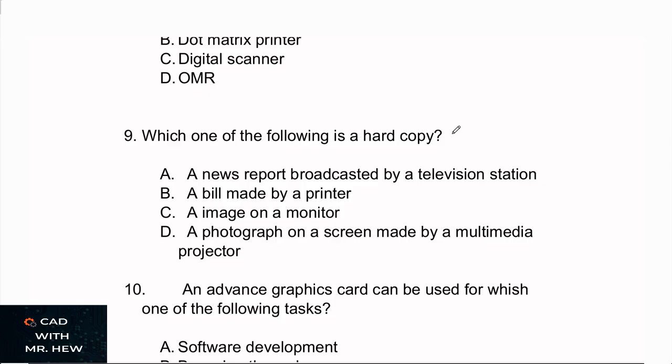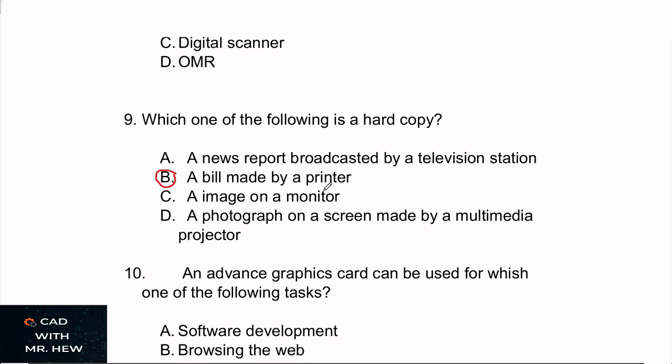Which one of the following is a hard copy? We have A, a news report broadcasted on a television station. B, a bill made by a printer. C, an image on a monitor. D, a photograph on a screen made by a multimedia projector. The correct answer is B. How many answers did you get correct so far?